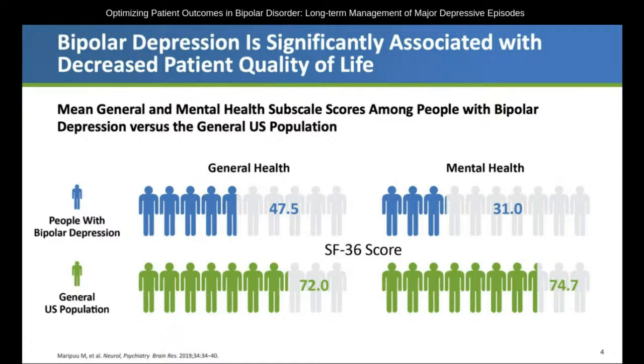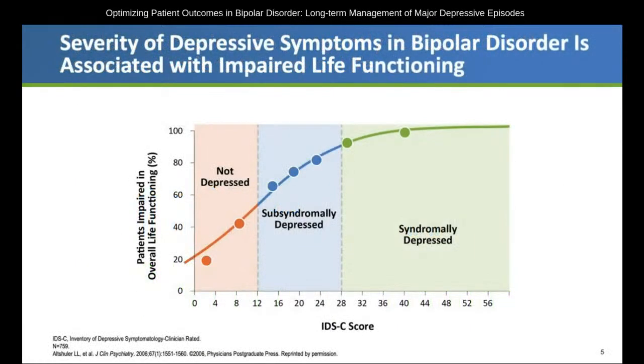So what you see here in applying this, it was a large sample of about 900 bipolar folks, compared to the general population. And you can see here that people experiencing bipolar depression rate their general health lower, but particularly their mental health is lower. This just speaks to the degree of suffering, the degree of impact that these symptoms have on people, and the importance of treating those symptoms. You see here, it's less than 50% by comparison, and also here about 30. This is overall life functioning, and the higher you get, the more impairment there is.